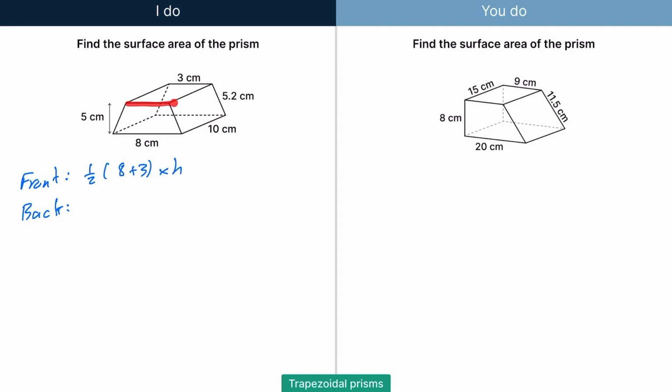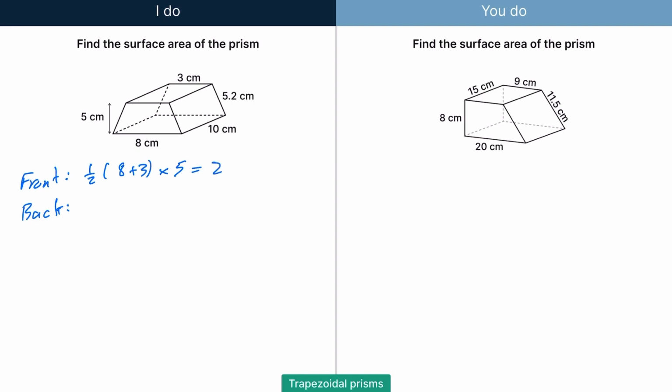Okay, so what I've just found is the area of this shape here by adding this and the top and timesing it by 5 and using the half as well. So that would be 0.5 times 8 plus 3 times the height, which is 5. In fact, I should write 5 there.